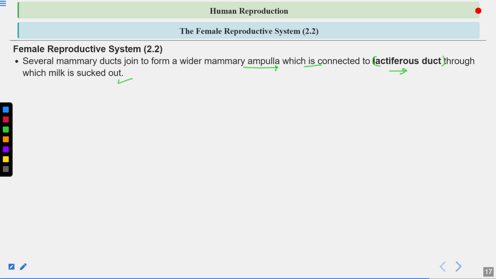So a question can come from here also. From which part of the mammary gland is the milk sucked out? The answer will be the lactiferous duct. Then again a question can come about the role of the alveoli cells. Do they secrete milk or something else? Clear? Then they can ask you, these mammary ducts join to form what? They join to form a wider mammary ampulla.